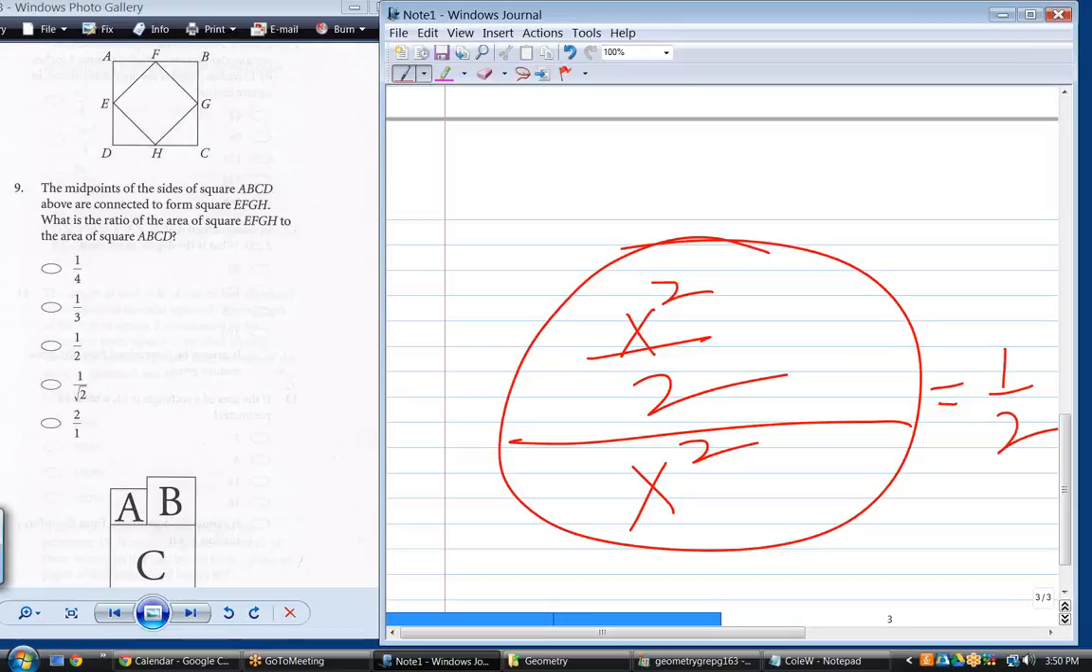And that's the answer. In other words, the x's go away. I introduced the x as a variable just because it made the problem easier to do. But there's no x in the answer. It's just this divided by this, which is 1/2.